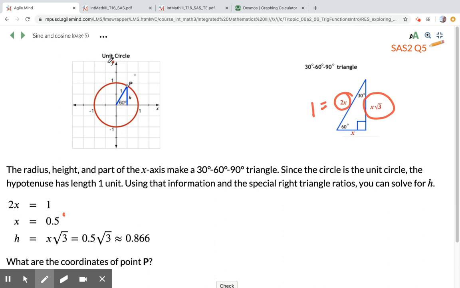Now that you know what the height is, find the coordinates of the point. Find the x coordinate, find the y coordinate. Use this to help you out. Hit pause, find it, and then hit play when you're ready to check your work.